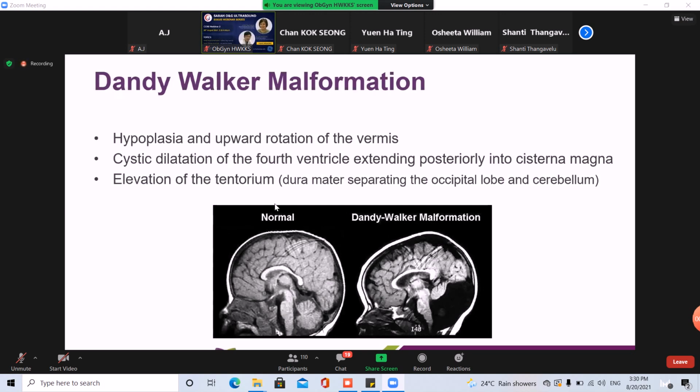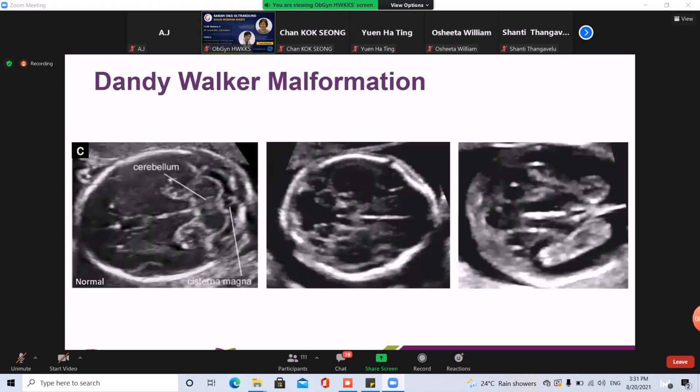But the most telltale abnormality is to look at the tentorium, which is the dura mater separating the occipital lobe from the cerebellum. Usually the normal tentorium would be slanted downwards, but for Dandy-Walker malformation, it would be slanted upwards. So when we see that, we call it Dandy-Walker malformation, which is a very serious abnormality with a poor prognosis.